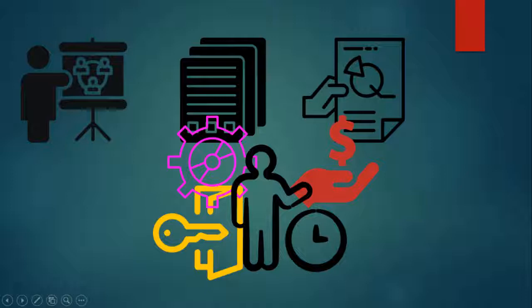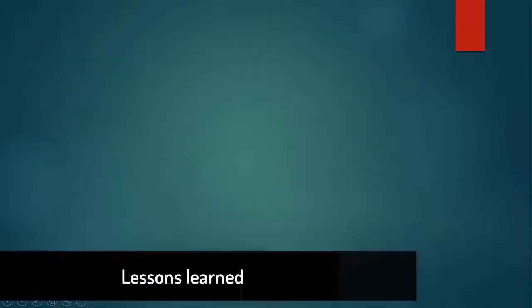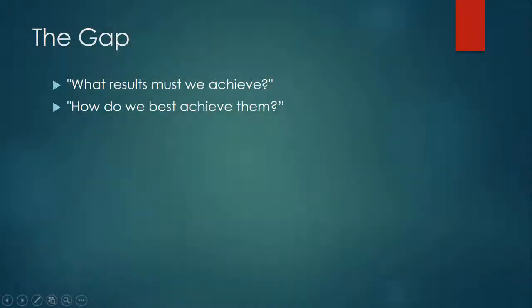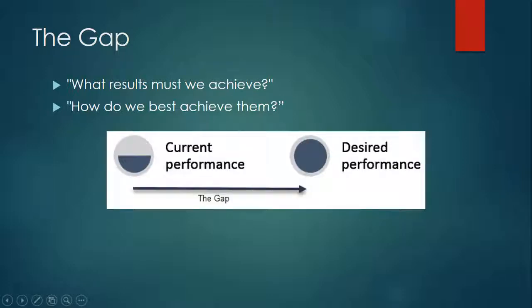I learned many valuable lessons in my training needs assessment. The first lesson is to consider the source of the gap. Start with questions: what results must we achieve, and how do we best achieve them? Keep an open mind as you research and collect data, because the solution may not necessarily be training. Other factors may be contributing to the existing gap between current state and the desired state.